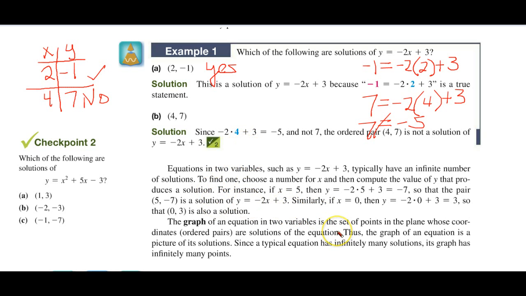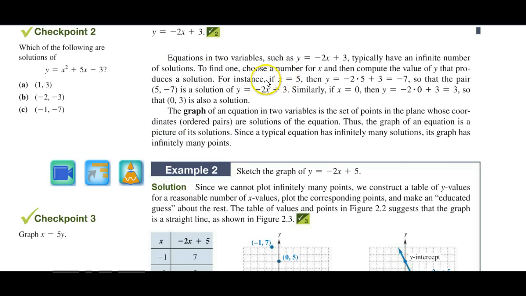And I'm sure this is what they're talking about here in the text material. They are mentioning in this paragraph that these equations have an infinite number of points, ordered pairs, that would be solutions. And that was just one that we said was working for that. And the graph is an equation of one of these solutions.